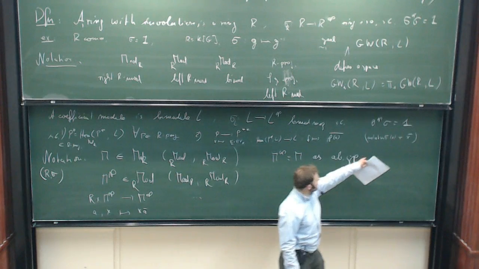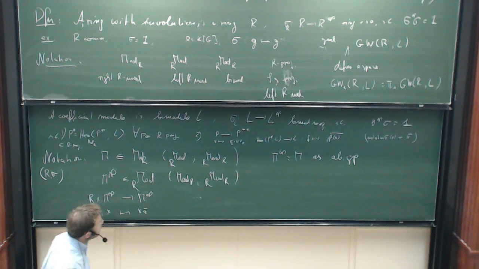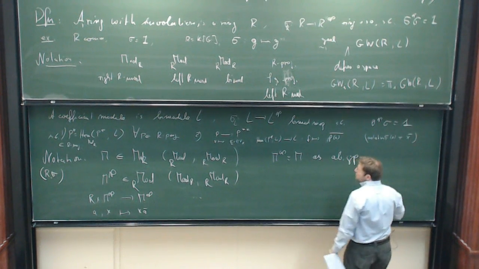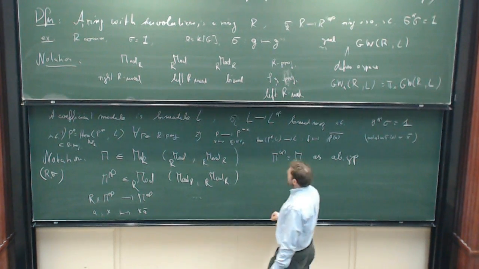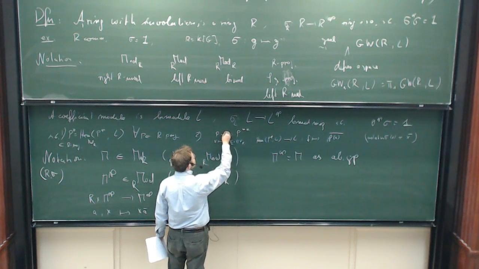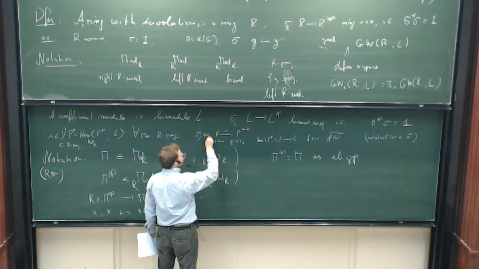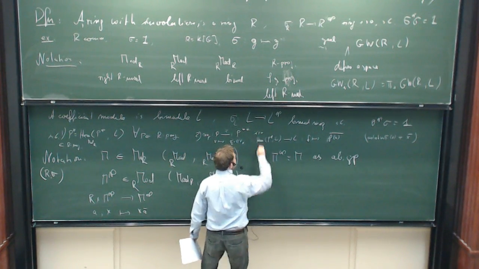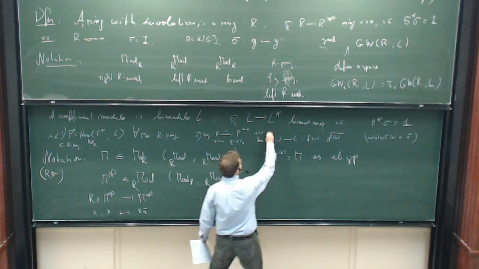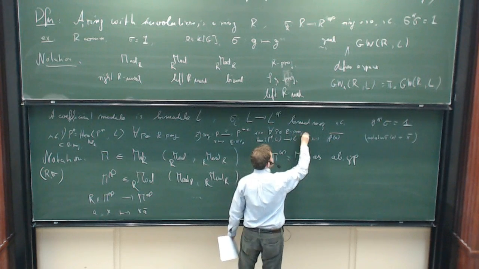right? With the convention that this is sigma here. And we require that, all this depends on the context, but the context now is projective modules, so we require this map to be an isomorphism for all projective left R modules.